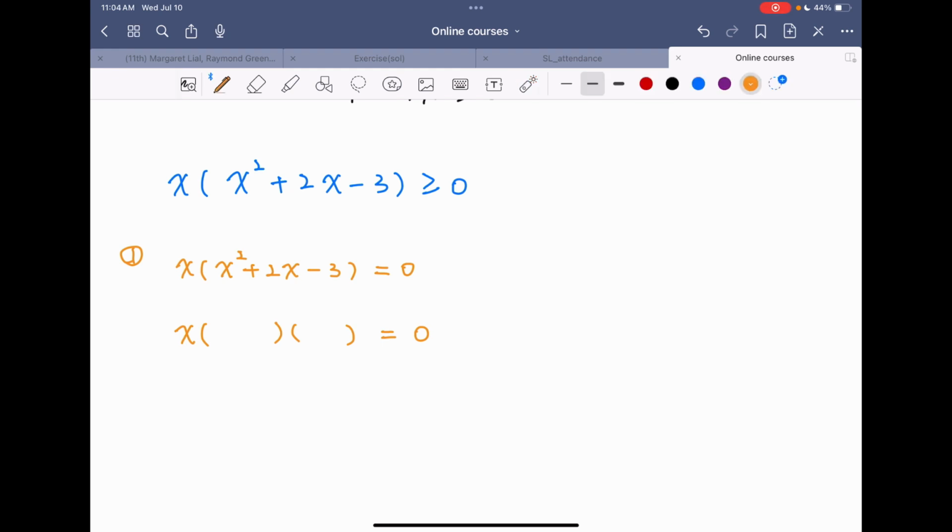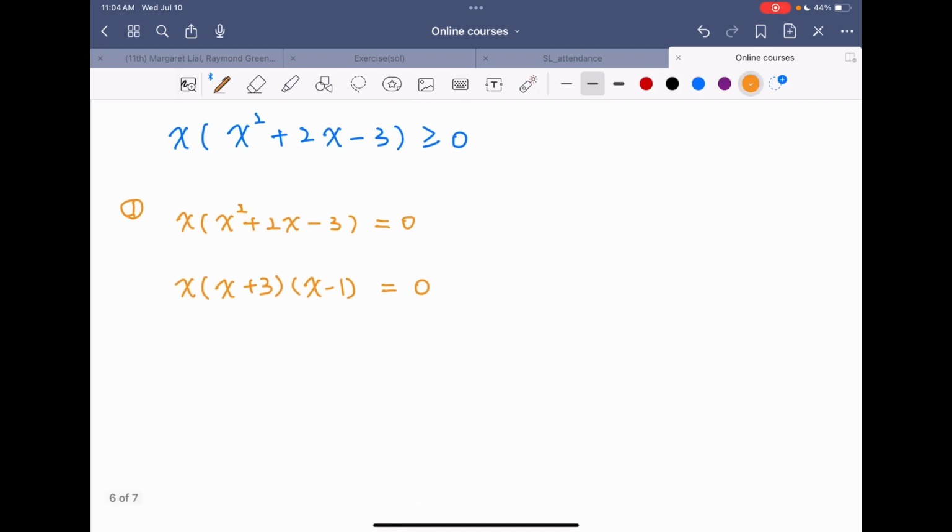So we got positive 3, negative 1, and x. Okay, positive 3 times negative 1 will give us negative 3. 3 minus 1 will give us positive 2. Okay, and at this point we can know x could be 0 from here, minus 3 from this bracket, and then 1 from here.